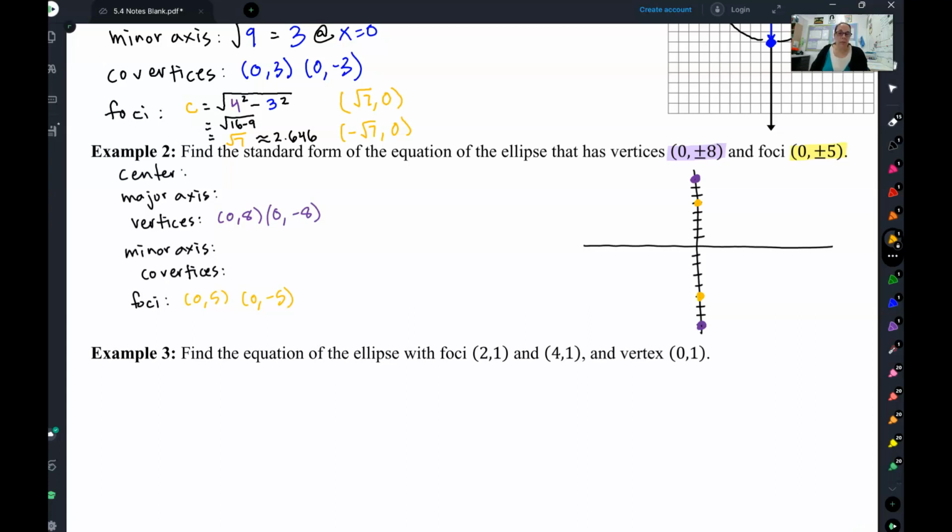So let's label a couple things we can get from this. First off, I know my major axis and I know my center. The center's got to be halfway between these vertices and halfway between the foci. So my center needs to be at the origin. And from there, my major axis is going to be 8 long at this line, which is x equals 0.